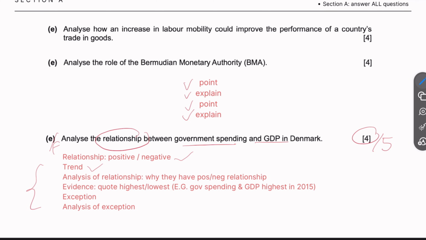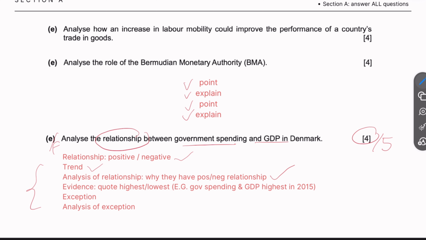The analysis of the relationship is explaining why the relationship between the 2 is positive or negative. And in this case, government spending and GDP have a positive relationship because the government can spend on improving education, which will improve productivity and in return increase GDP.